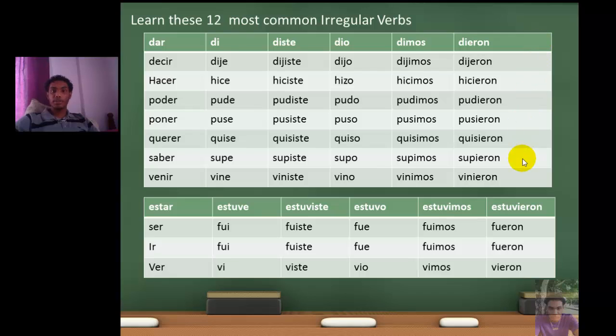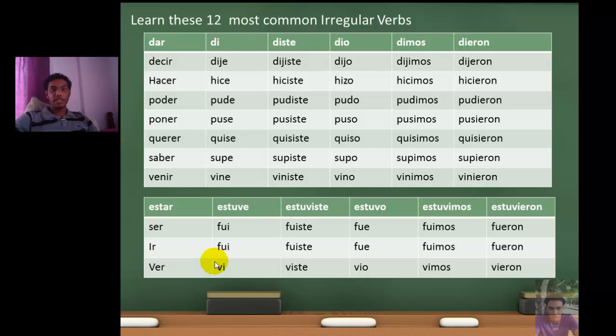These 12 common irregular verbs ought to be learned, because sometimes you can make a mistake, but they are very common. We use dar, decir, hacer, poder, poner, querer, saber, and venir a lot. So these don't follow the rules before.